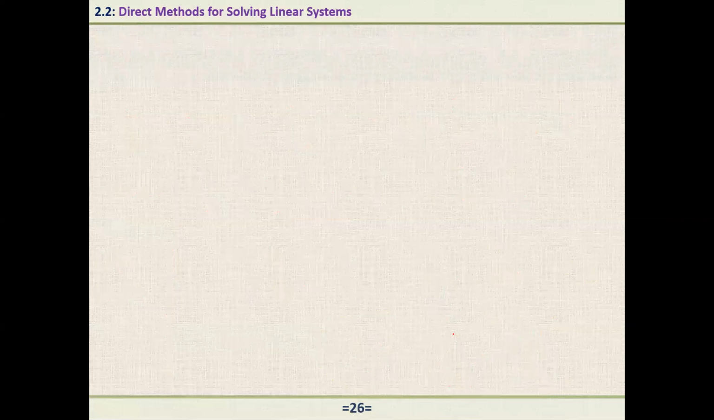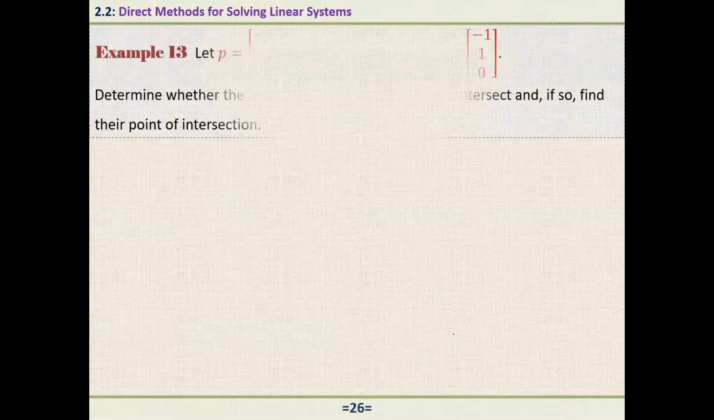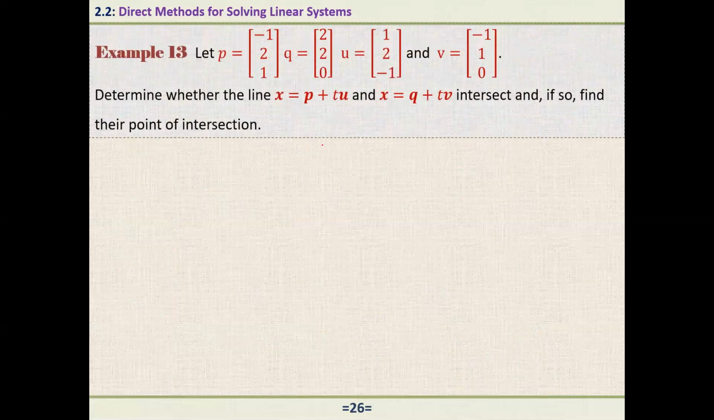So that is the equation of the line, which is obtained by intersecting these 2 planes. Another example: let P be the vector whose components are negative 1, 2, 1, and Q is 2, 2, 0, and V is negative 1, 1, 0. Determine whether the lines x equals P plus tU and x equals Q plus tV intersect. And if so, find the point of intersection.